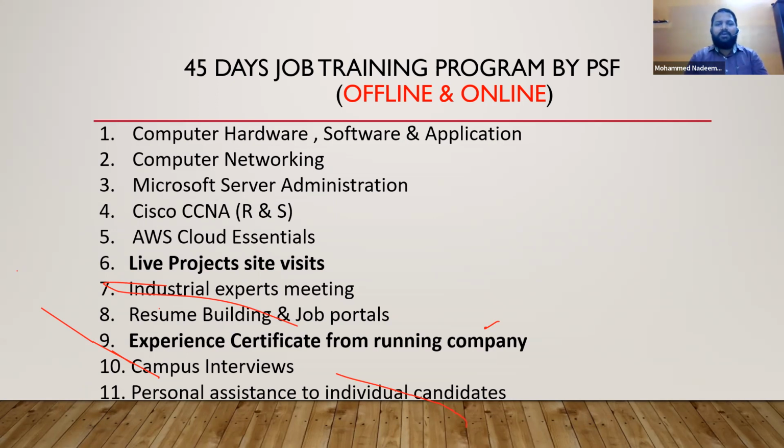We take just 10 students per batch, and we spend 2 months with them, and we make sure that all 10 students get jobs, 100%. We will follow up with them, sit with every student, and try to address their problems.